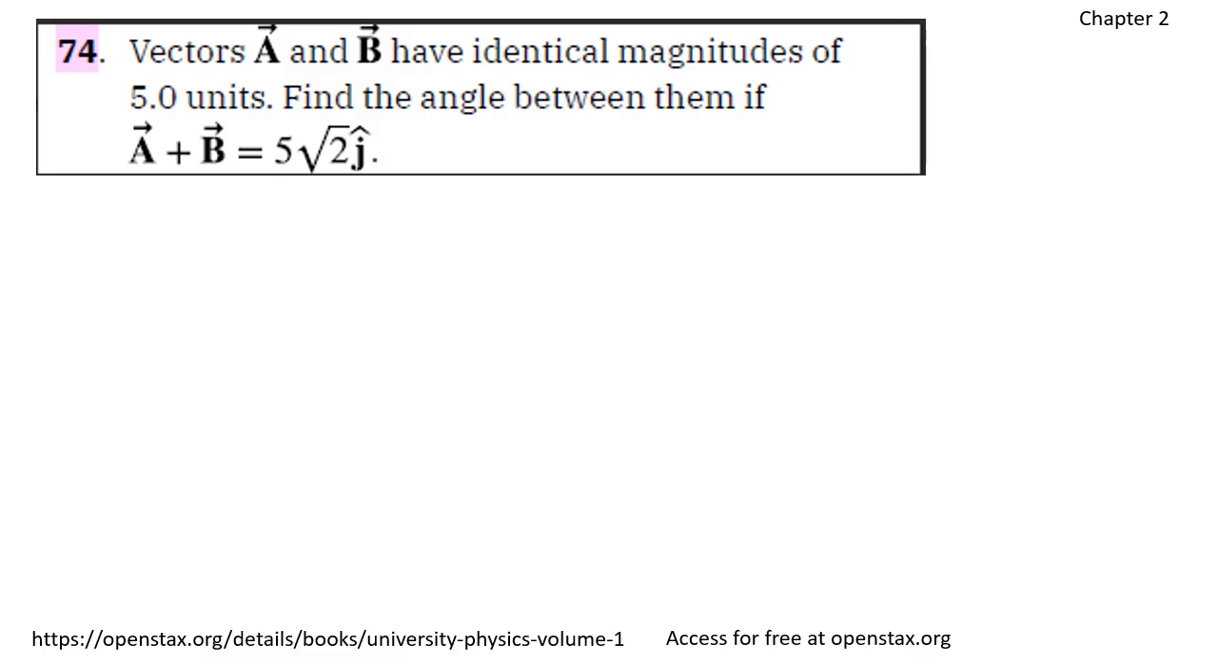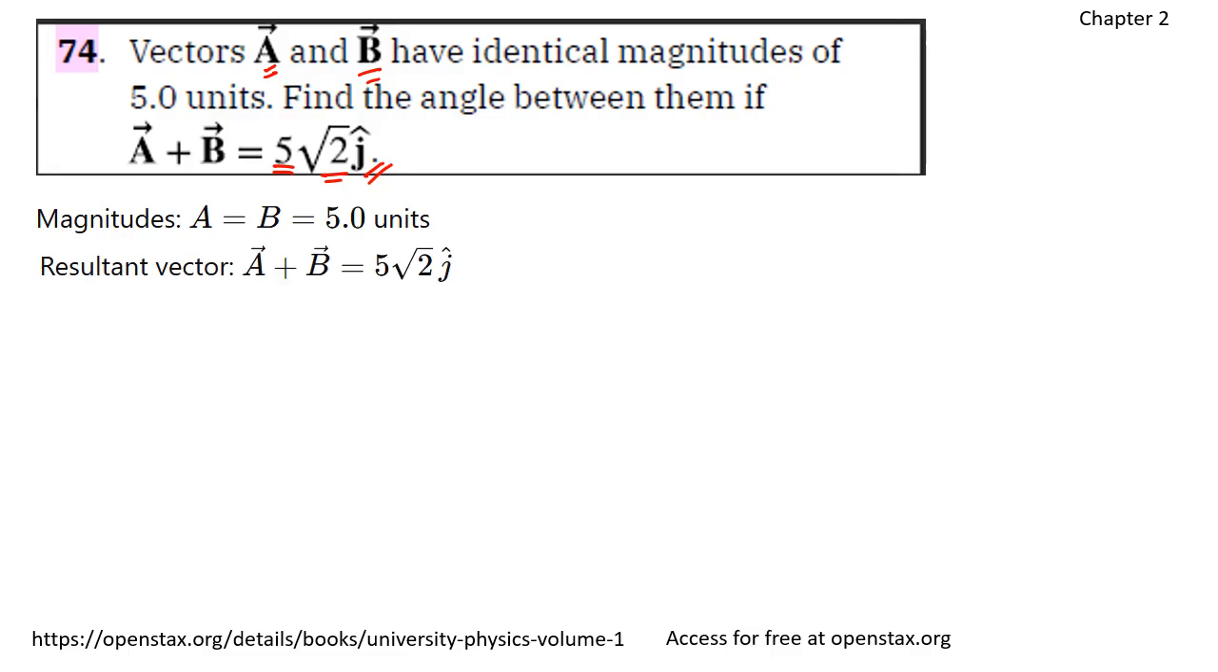Now chapter 2, problem number 74. Here vectors A and B have identical magnitudes of 5 units. So there are two vectors A and B. Magnitude of A is 5, magnitude of B is 5. Find the angle between them if A plus B is equal to 5 root 2 j. So it's a vector pointing in the j direction. The resultant vector A plus B is equal to 5 root 2 j.